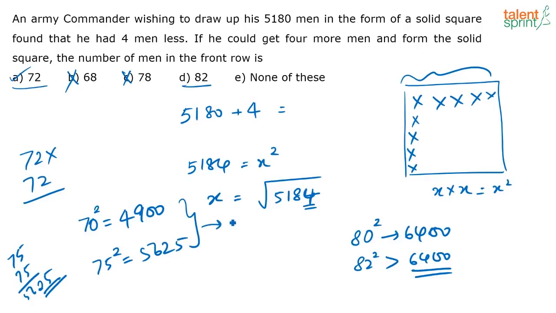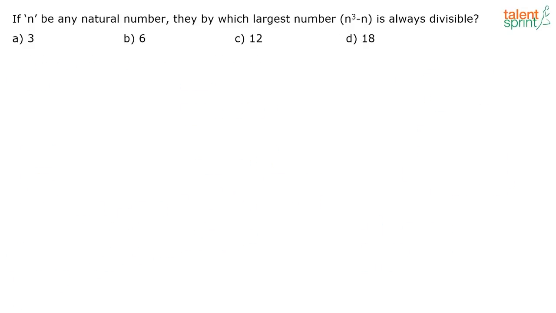And the only possibility that it can be is 72 squared. Again you will arrive at the same answer. So the correct answer here is 72. Next question. If n be any natural number, then by which largest number is n cube minus n always divisible?